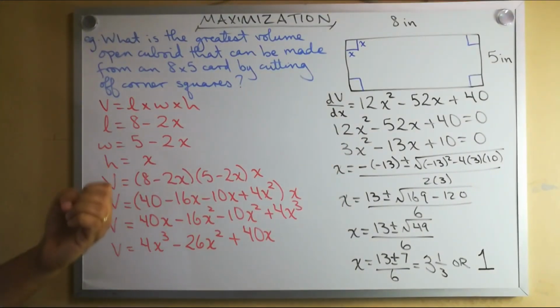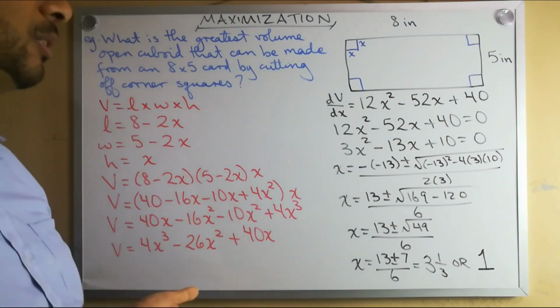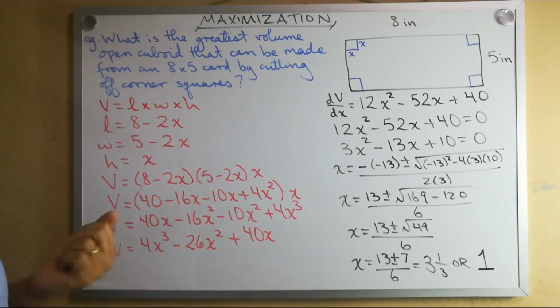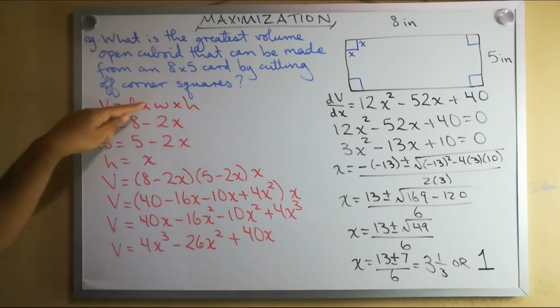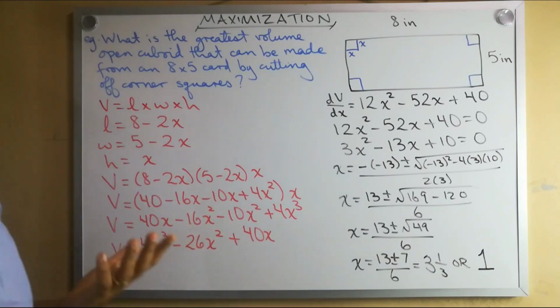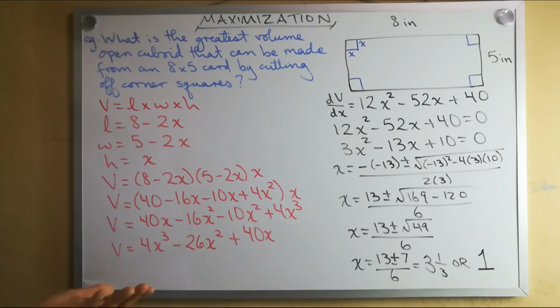I mean we need to identify our variables. So here we're dealing with volume. And we know that if it's a cuboid, the volume of a cuboid is given by length times width times height. So we need to get an expression in terms of x for the length of our cuboid.